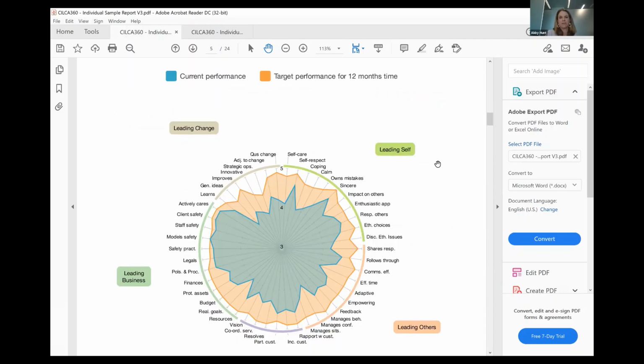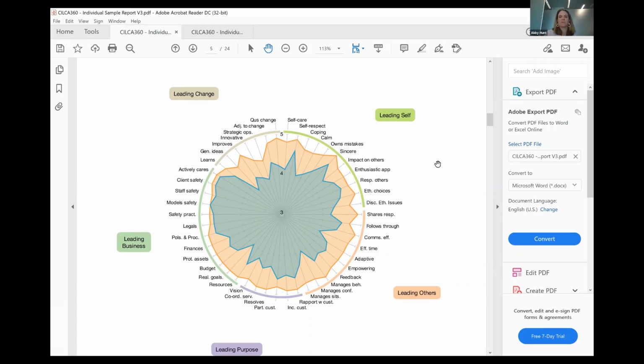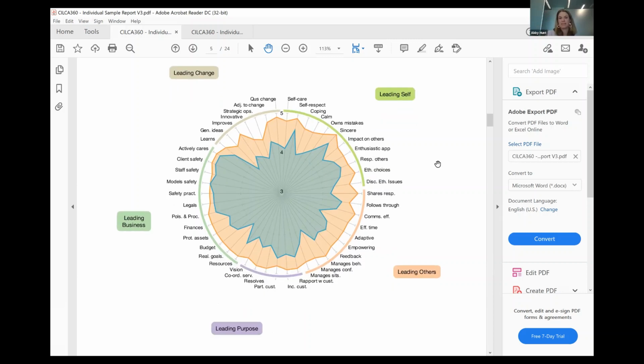Okay, so here's your overall snapshot for this person. Again, nothing new to you, just knowing that a few of the nicknames have changed, and this is the only spider graph that you're going to see at this point. Okay, any questions at all?